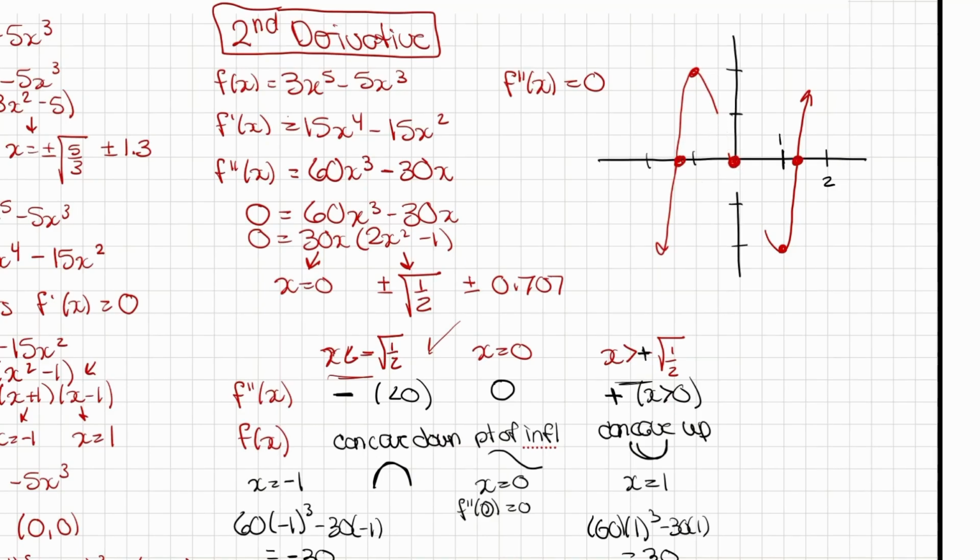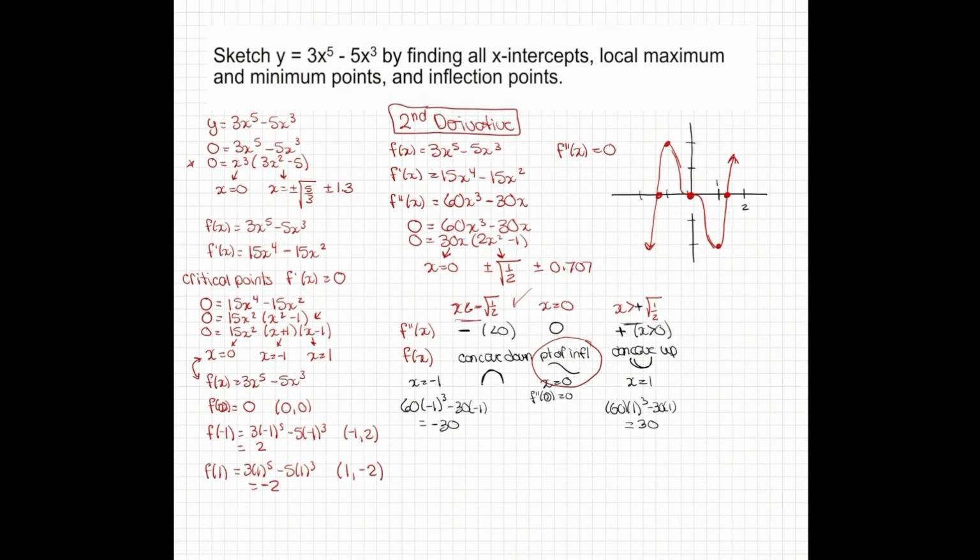So we want to know what's happening right before there. And this is an inflection point. So we know that this is a point of inflection, which means this is where it's going to change direction. So it's going to flatten out and then come down this way. And so there is our generalized graph of what this is going to look like, using our x-intercepts, our first derivative to find the critical points, and our second derivative to find the inflection points.